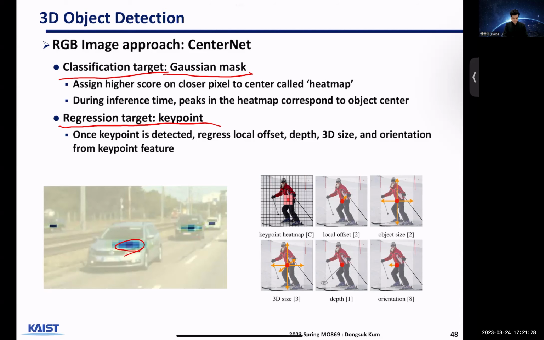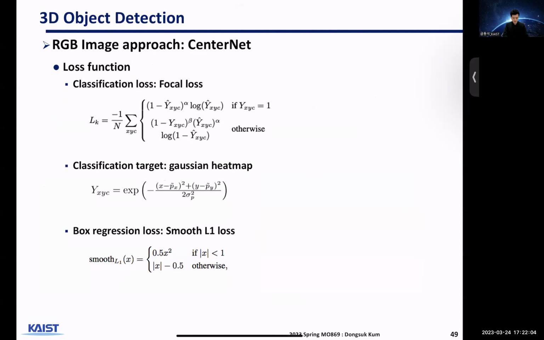And then we need a regression head and targets to finally compute the offset, depth, size, and orientation. So those are not available when you only have the center point. Okay, so you need to have these targets and losses corresponding to them.